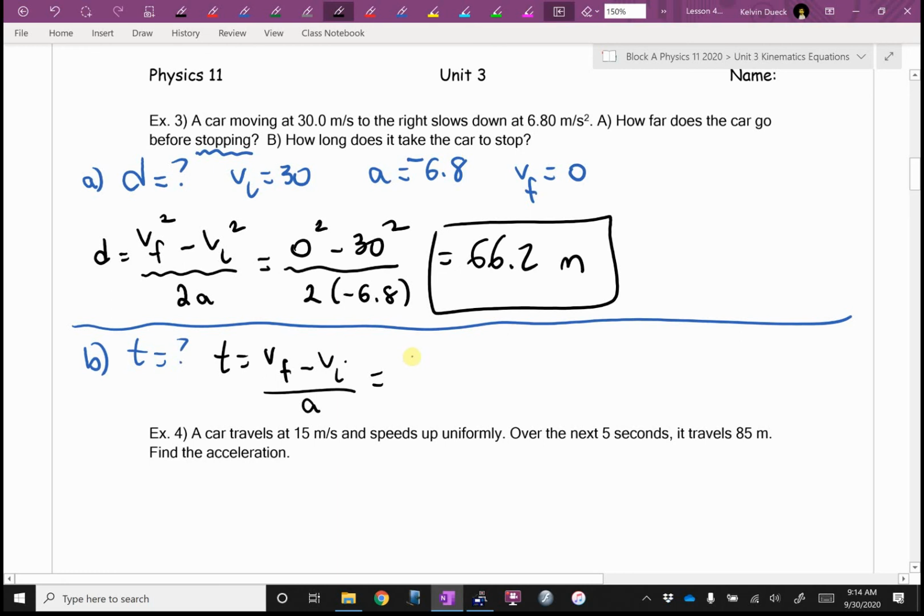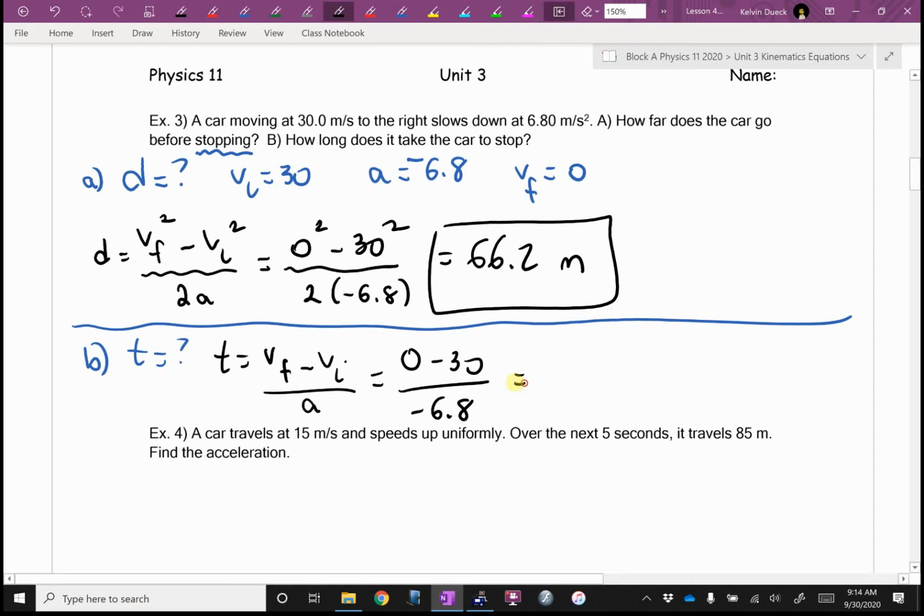We listed it. Yep. Minus, what was VI? All over. What was A? Negative 6.8. Time is a scalar. Time will always be positive. If you ever get a negative time, you've made a mistake. Time cannot be negative. Let's look, George looked once and they went backwards. No, time cannot be negative.